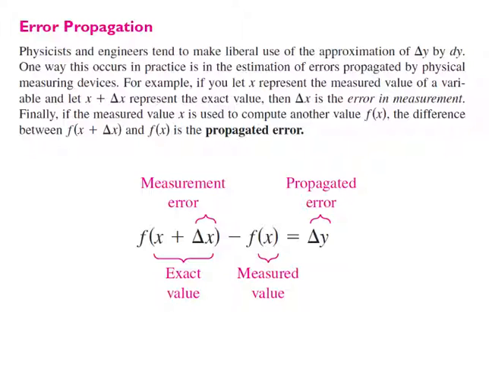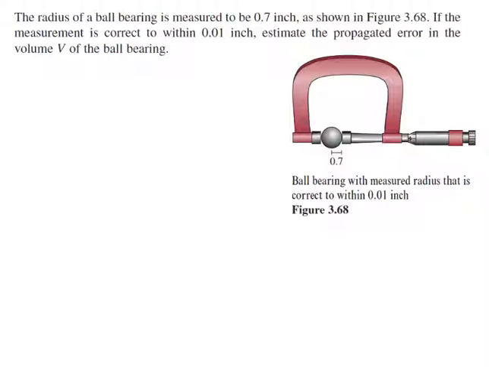And if you subtract off the measured value, you'll see that there's an error there. And so what we're going to do is look at a problem that deals with error propagation. Okay? So if you look here, it says the radius of a ball bearing is measured to be 0.7 inch, which is in the diagram. If the measurement is correct to within 0.01 inches, estimate the propagated error in the volume of the ball bearing.